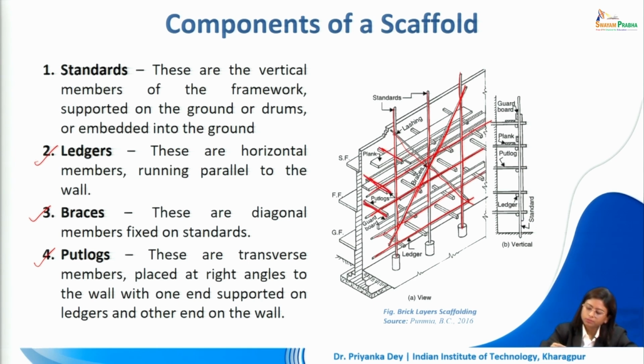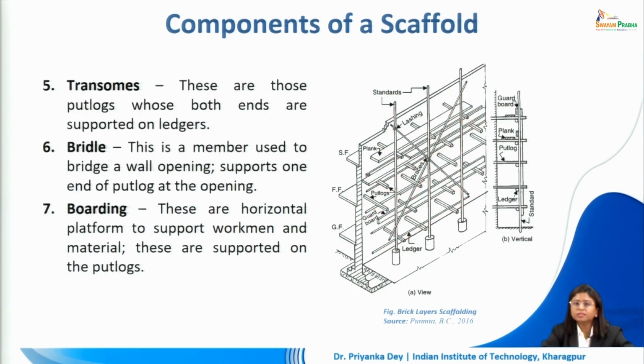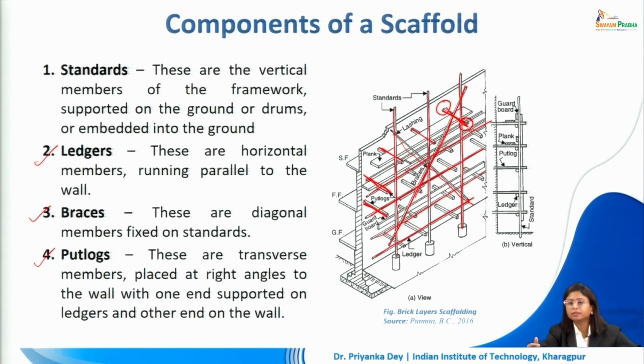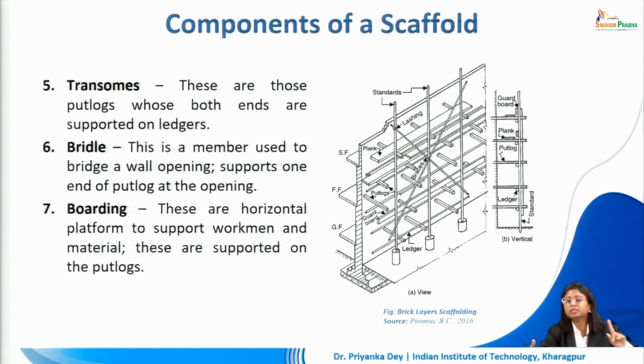The horizontal members, as one can see, are connected at one end on the wall and the other end at the ledgers, or the horizontal members which are connected to the standards. Standards were the vertical members. Transomes are those types of put logs whose both ends are supported on ledgers. In the previous case, when we were talking about the put logs, they are connected at one end to the wall, the other end to the ledger, but the transomes in both ends are supported on the ledgers.